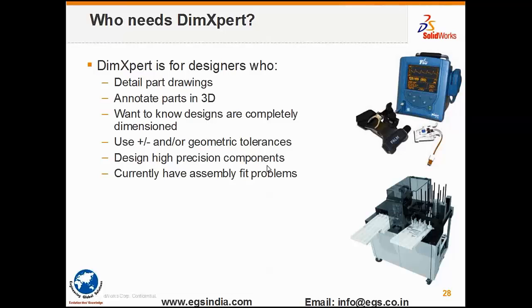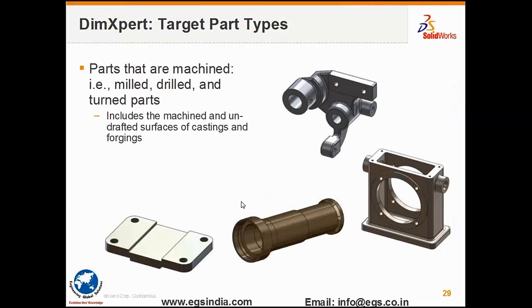So it is for designers who want to create detailed part drawings, annotate the parts in 3D and get customer approvals or internal approvals, want to know whether designs are completely dimensioned or not, and use geometric tolerancing in addition to plus or minus tolerancing. There are companies which still practice plus or minus tolerancing and they want to migrate to GD&T. When they are going through this process, the old drawings are still in plus or minus tolerancing. As the product evolves, they want to switch over to GD&T. They use the plus or minus and the GD&T schema together. It is also for those who design high precision components and currently have assembly fit problems.